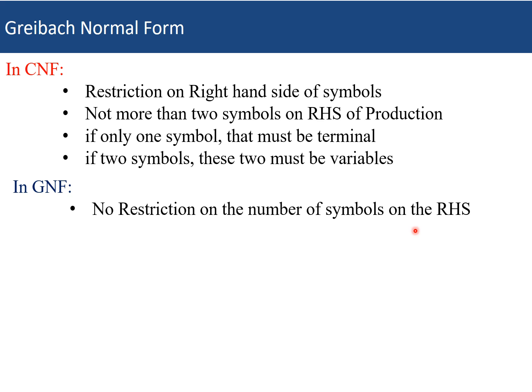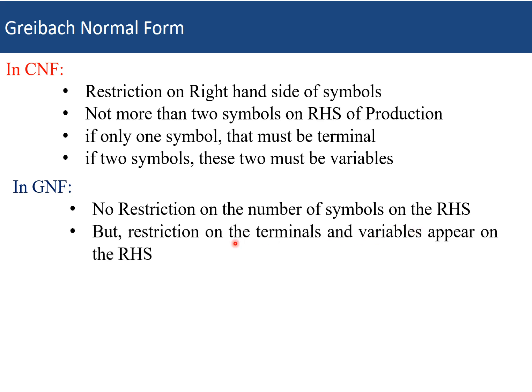It need not be two symbols, it can have any number of symbols on the right hand side, but there is a restriction on how the terminals and variables appear on the right hand side. That means the appearance of symbols on the right hand side is important with respect to GNF.